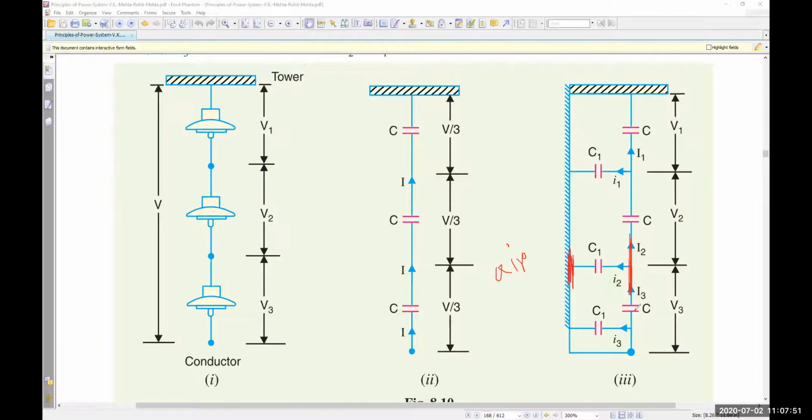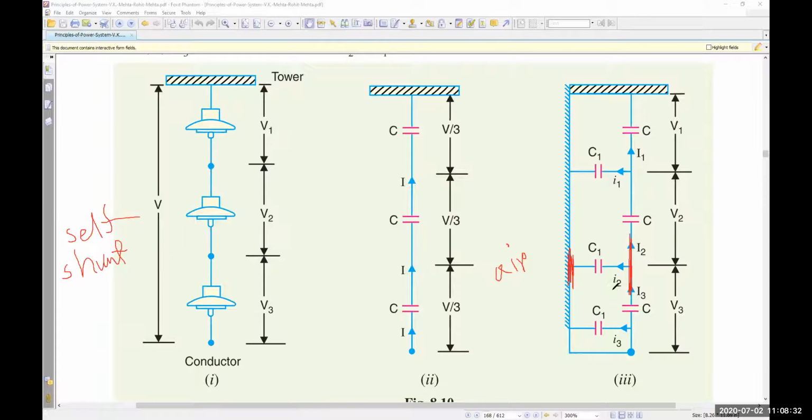So the actual physical capacitors, that means the discs, are called C, C, C. The air capacitors are called C1, C1, C1. The disc capacitors are called self-capacitance, and the air capacitance is called shunt capacitance, S-H-U-N-T, shunt. Remember this: self and shunt, self and shunt.